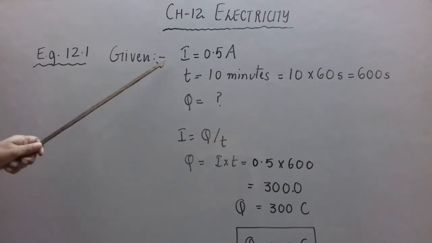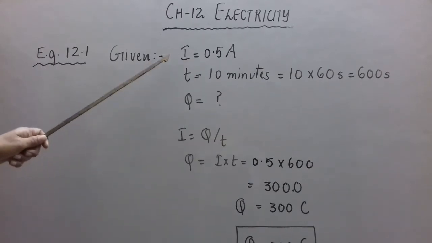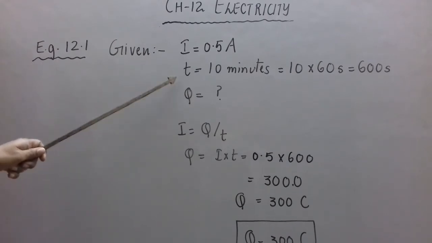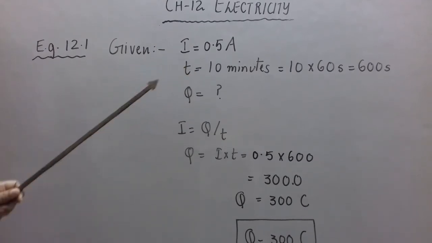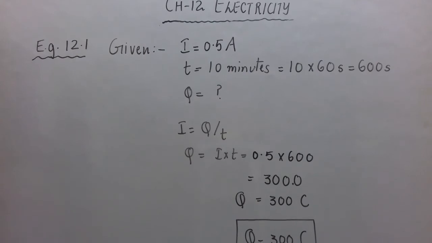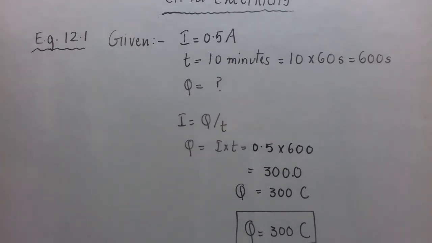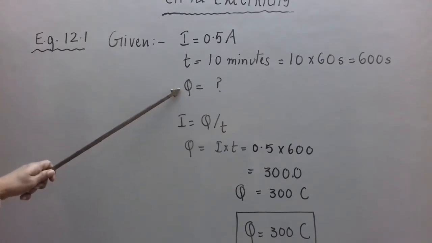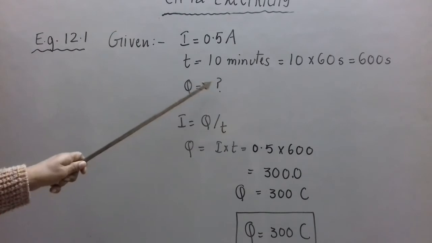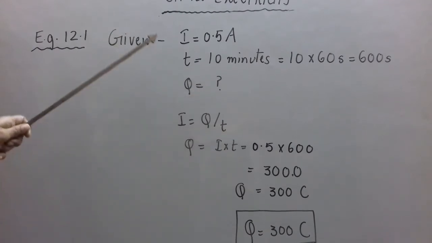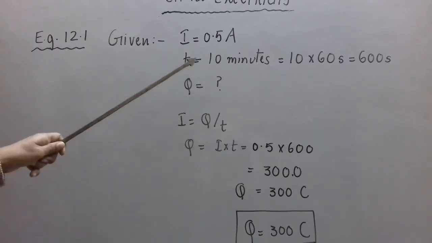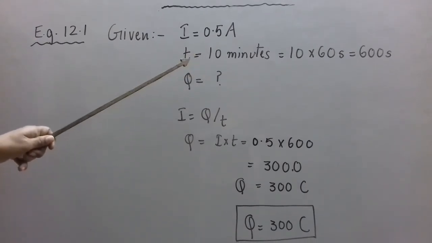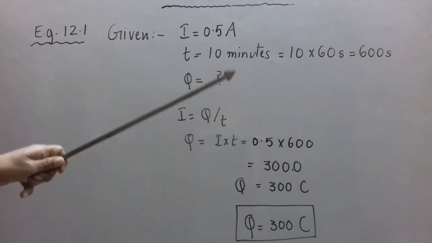So what is current? 0.5 ampere. Current is represented by capital I. For time, 10 minutes. So t, time, is 10 minutes. You have to find the amount of electric charge that flows through the circuit. So charge is represented by Q. You can use small or capital Q. That you have to find out. So first let us see if any conversion is required. Here time, which is in minutes, has to be converted into seconds as we have done here. So 10 minutes will be 10 into 60, 600 seconds.